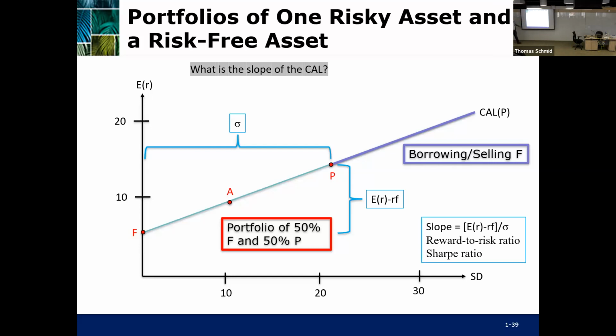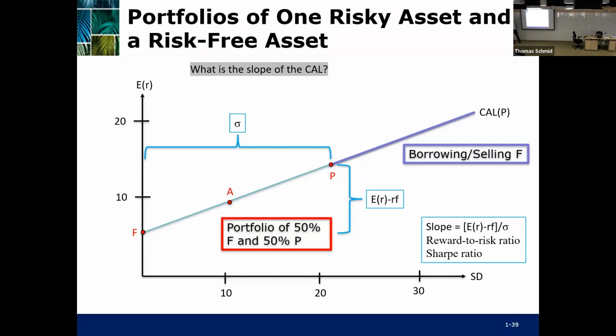Okay? So the slope of the capital allocation line, you can also call this the reward to risk ratio, and it's something that is very closely related to the Sharpe ratio. So this slope of the capital allocation line is really very important because it shows you how much premium you get for taking risk. It's the risk premium scaled by risk. And this will become important later.